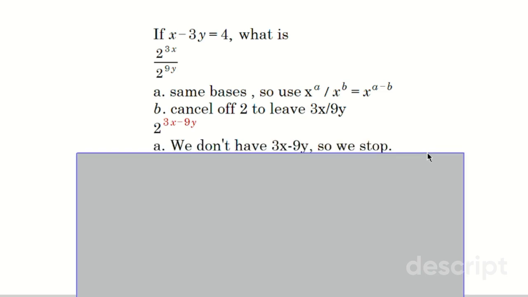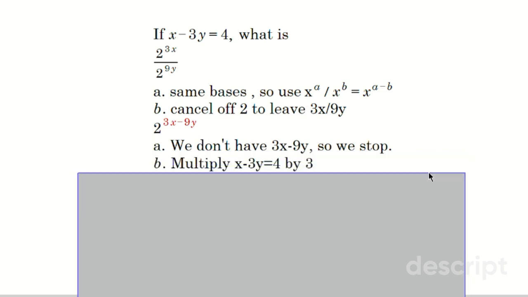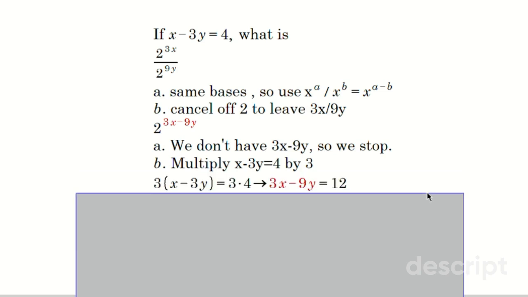Our equation is x minus 3y equals 4. So do we stop or multiply x minus 3y equals 4 by 3? Which one? Again, pause and think about it. You really should be keeping account of how many you're getting right and wrong. That always helps. But what we can do is take x minus 3y equals 4 and just multiply both sides by 3. That's going to give us 3x minus 9y equals 12.